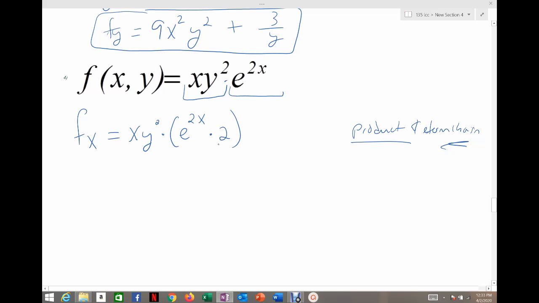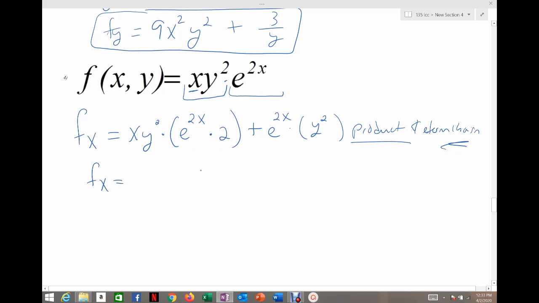So e to the 2x times 2 is the derivative of the second, plus the second times the derivative of the first with respect to x, right? And taking the derivative of that function with respect to x, y squared is just a constant multiplier, it comes along, the derivative of just x is 1. And so there's the derivative of that function with respect to x.